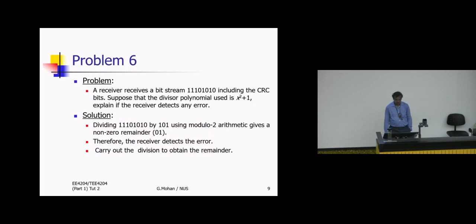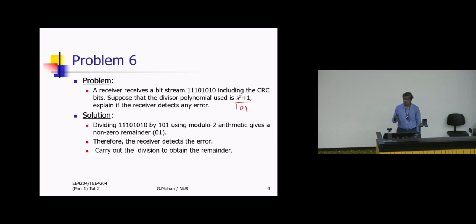Problem number 6. A receiver receives a bit stream, including the CRC bits. So there's a difference between sender and receiver, okay? Suppose the divisor polynomial used is x square plus 1. X square plus 1 is 101, okay? Explain if the receiver can detect any error.